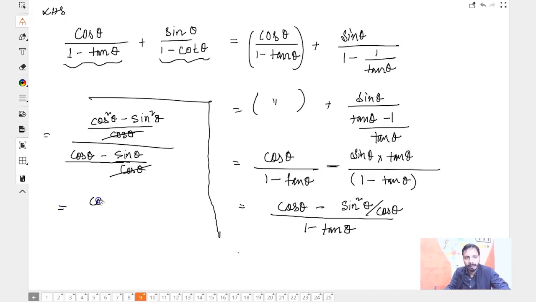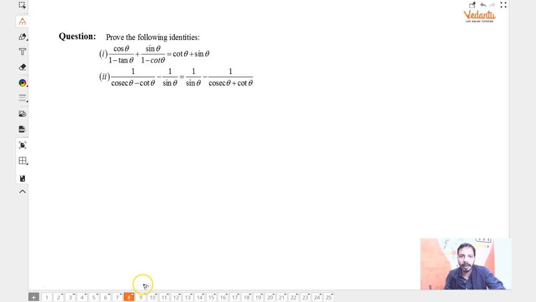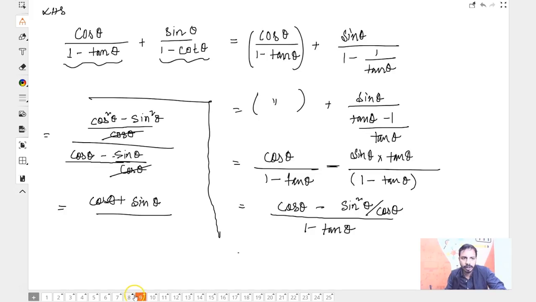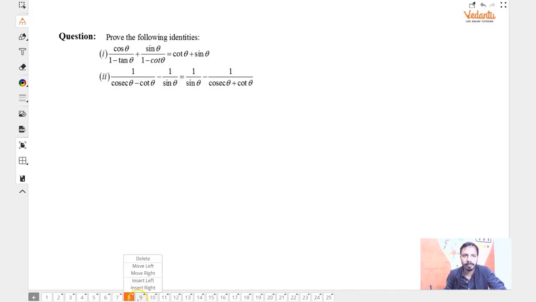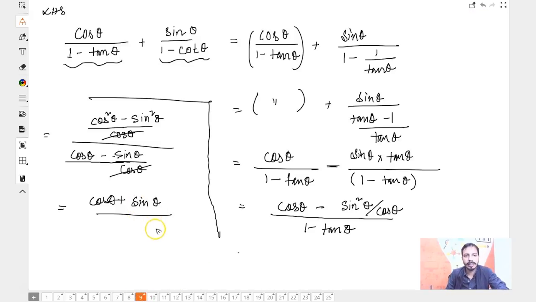So I will have cos, now see cos square theta minus sine square theta is like a square minus b square, which is a plus b into a minus b. So this I can easily write as cos theta plus sine theta. Okay, and this will get cancelled. So now let me go back and see. So this will get the answer here. So this should be cos, right? Yeah, so this should come. So this is my answer, guys.